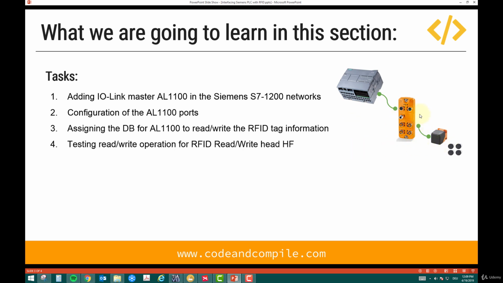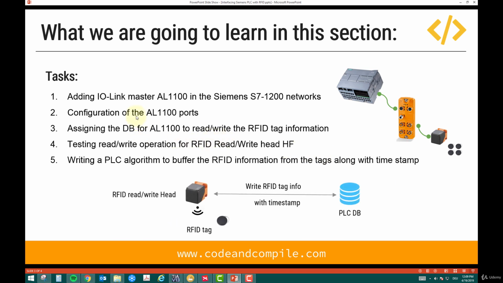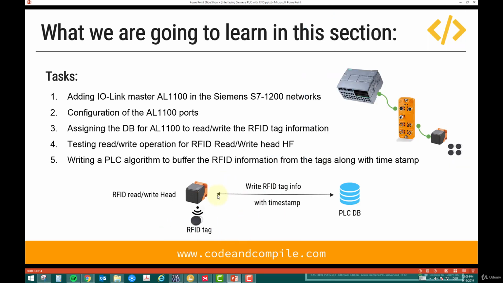Initially we will be working on the hardware devices: the IO-Link Master, this RFID read-write head, and the tags. And the fifth task is to write a PLC algorithm to buffer the RFID information from the tags along with timestamps. In the end, I will show you how an RFID tag can be read by this RFID read-write head along with a timestamp, and how we store that in a PLC DB. As you have seen here, I will tell you how to make this algorithm and how to store the data so that you can use it later on. These are the 5 tasks we will be doing in this RFID section.